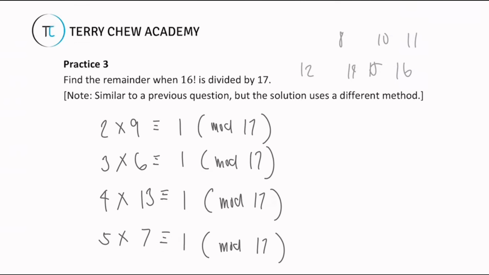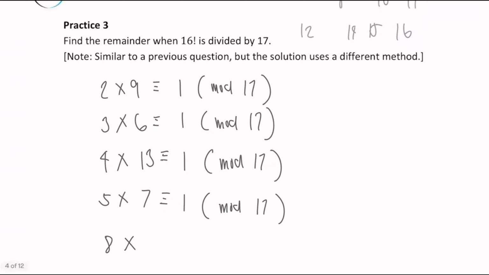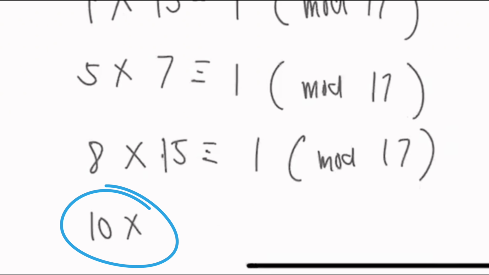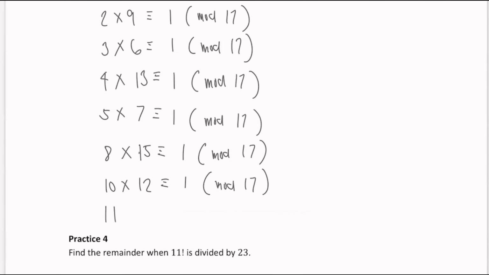Okay, so next up is 8. Can we pair anything up with 8? It's actually 15. Yes, 8 times 15 is 120, which is 1 mod 17, because 119 is divisible by 17. So 8 and 15 are gone. Really close. This is 10 times 12. Yes, that's right. 11 times 14 is just 1.